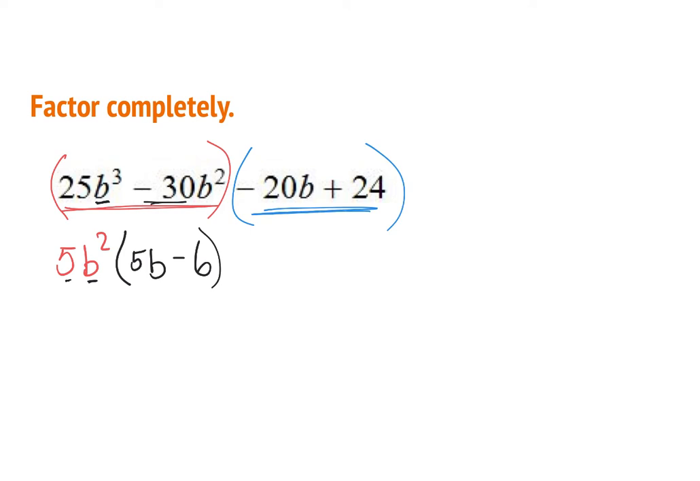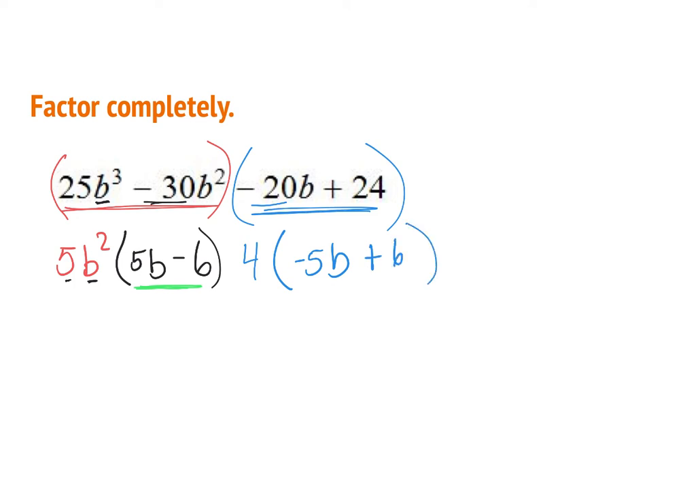So I have negative 20b plus 24, and I'm going to see what is the highest GCF I can factor out. Now here is the catch. My goal is that I end up with the same 5b minus 6 in my other parentheses. So I'm going to factor out a positive 4. And I'm going to see what's left over. So negative 20 divided by 4 gives me a negative 5b. 24 divided by 4 gives me a positive 6.